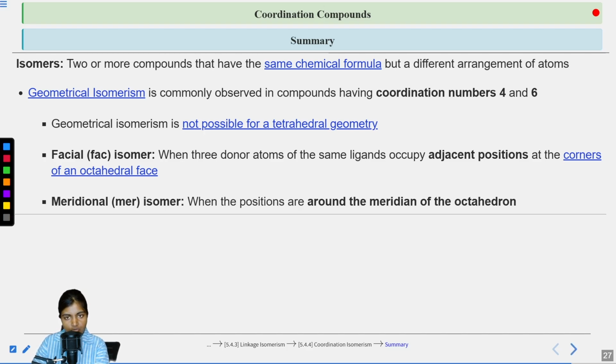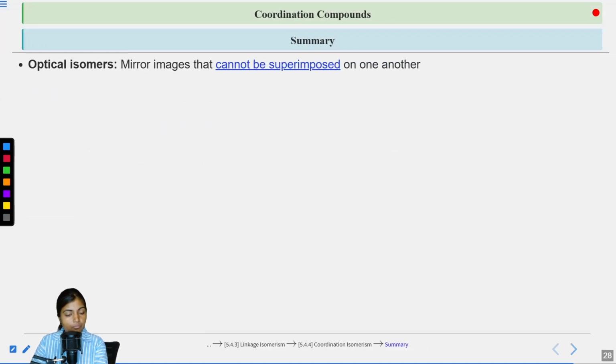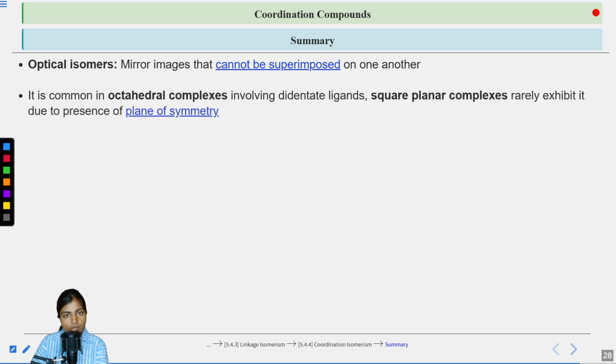Similarly, the meridional isomer is a type of geometrical isomerism when the positions of the ligands are around the meridian of the octahedron. Then we talked about optical isomers, which are mirror images and cannot be superimposed on one another. It is common in octahedral complexes involving bidentate ligands, and square planar complexes rarely exhibit optical isomerism due to the presence of a plane of symmetry.